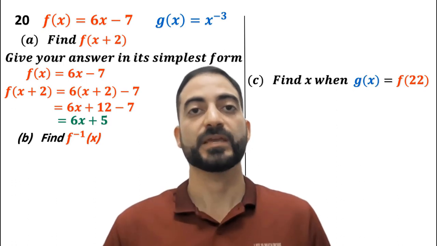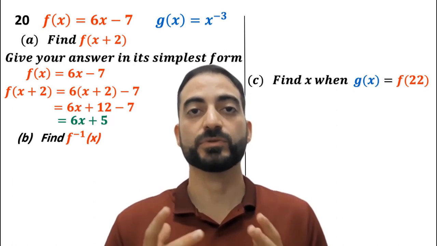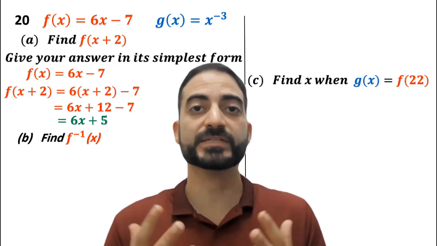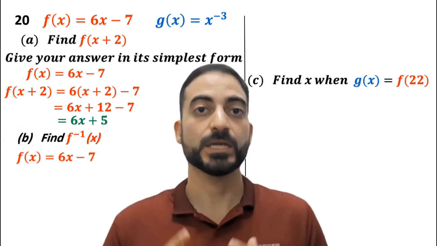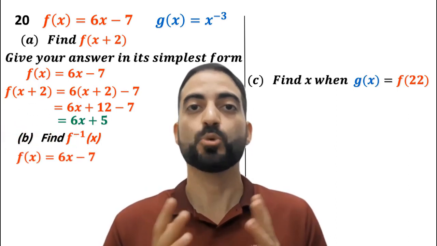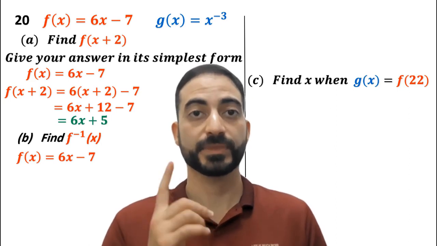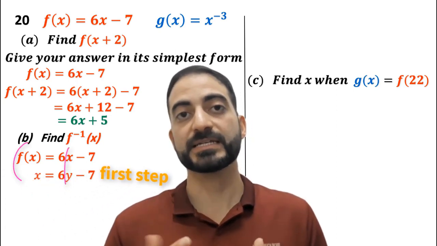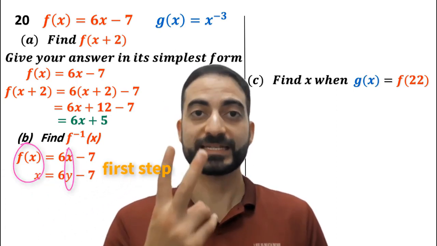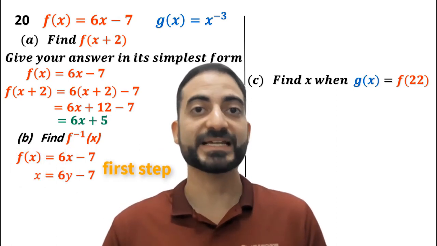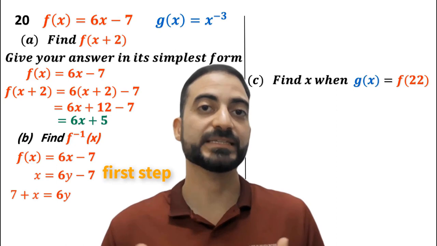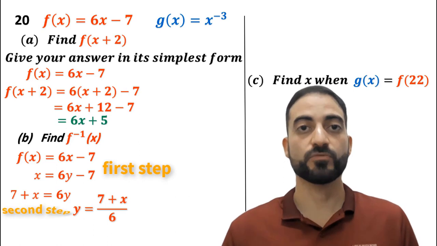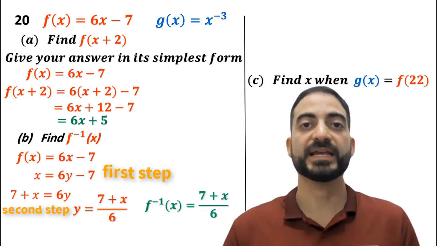Now we move to part B. Find f inverse of x. What I mean by f inverse of x is the inverse function of f(x). And we can get it in this way. The first step is, in place of f(x), we put x, and in place of x, we put y. The second step, we want to get the answer for y. So we get it in this way. The third step, in place of y, we put f inverse of x.